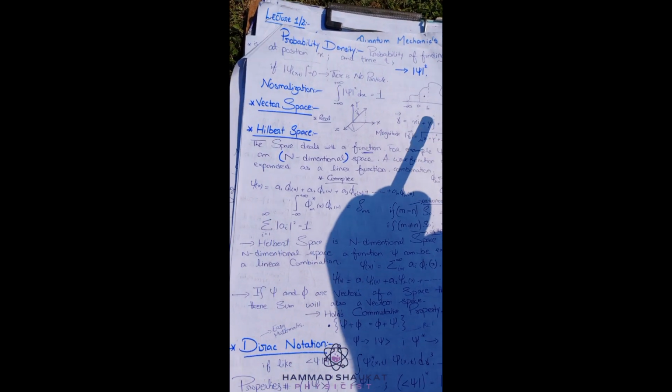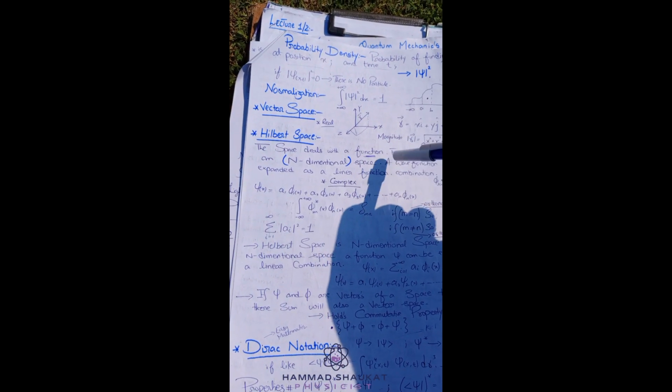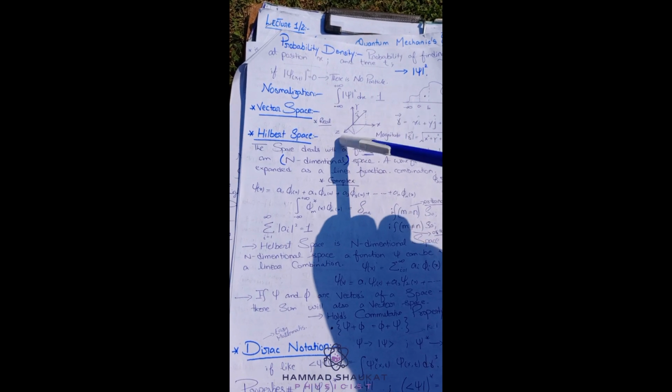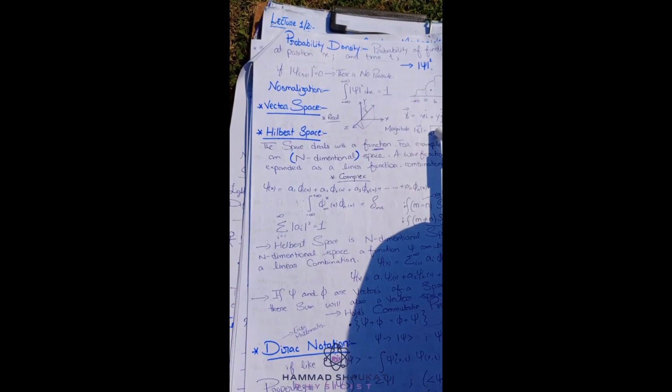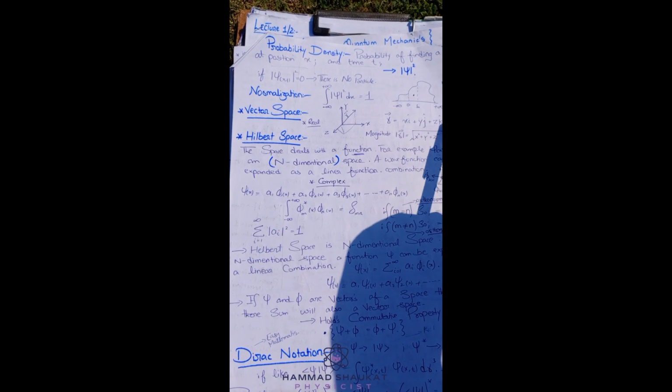Now the important things are two: vector space and Hilbert space. So what is basically a vector space? Vector space is a classical space. You already know we have x, y, z directions. If you want to find the direction, it is x times i, y times j, and z times k. This is the direction of your position.